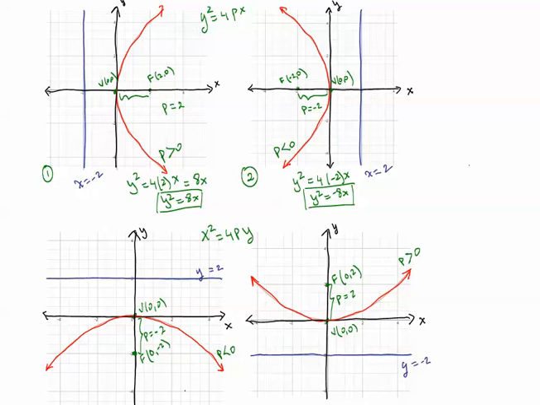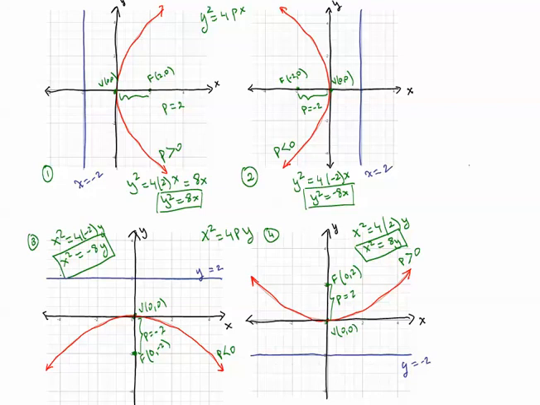So the equation for graph 3 will be x squared equals 4 times negative 2 times y, which is x squared equals negative 8y. And for graph number 4, we have x squared equals 4 times 2 times y, or I could say x squared equals 8y. So this is the equation of this parabola, and this is the equation of the other parabola.